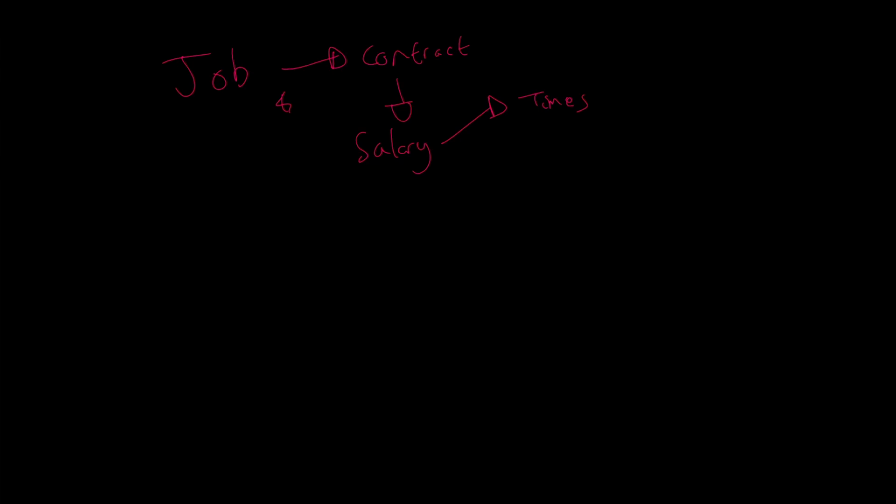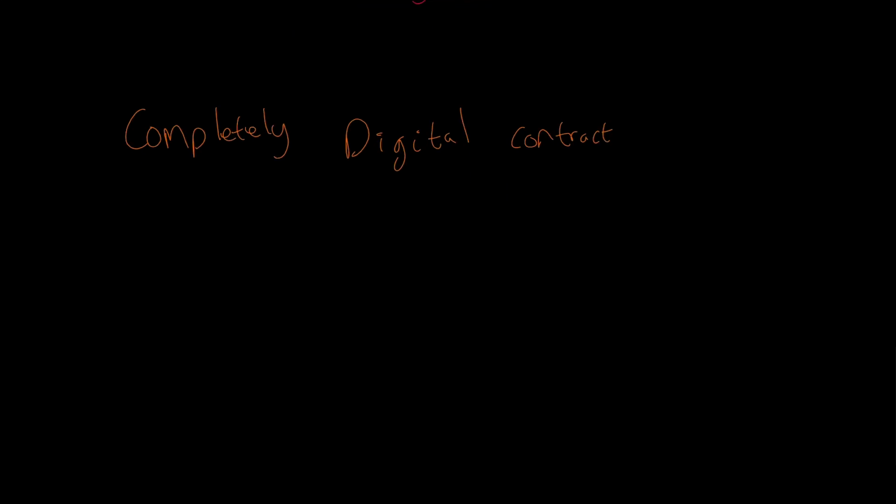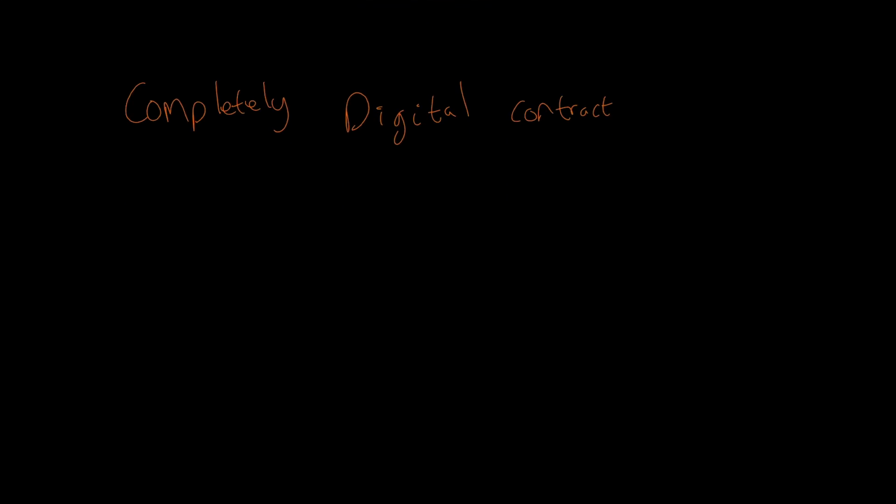A smart contract is very similar in that it has a bunch of conditions. If they're met, then there's some sort of payout, whether it's money or something else. And the difference is it's completely digital. So this smart contract is a completely digital contract. There is no real world physical presence, and this is stored on the blockchain.